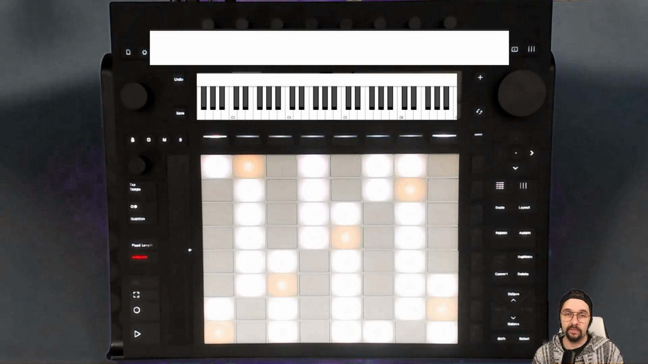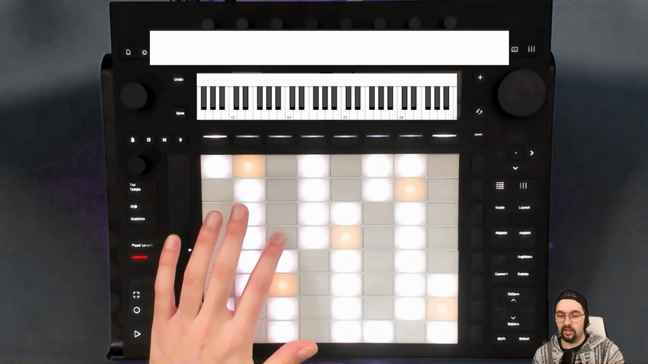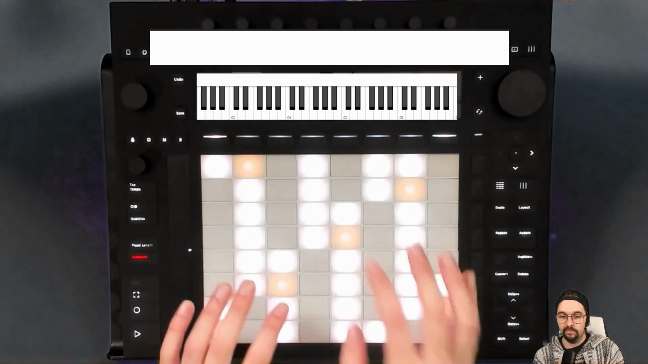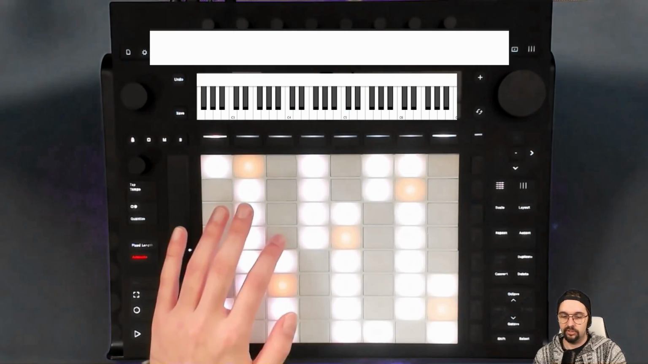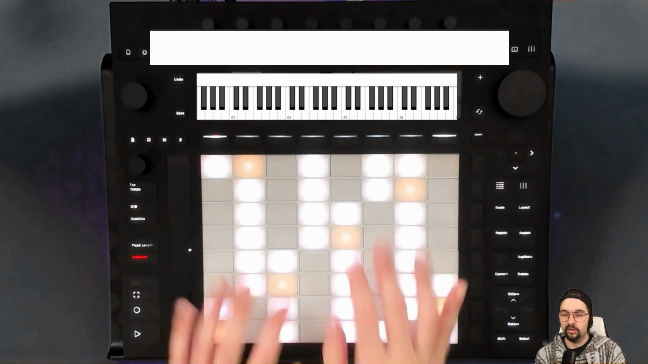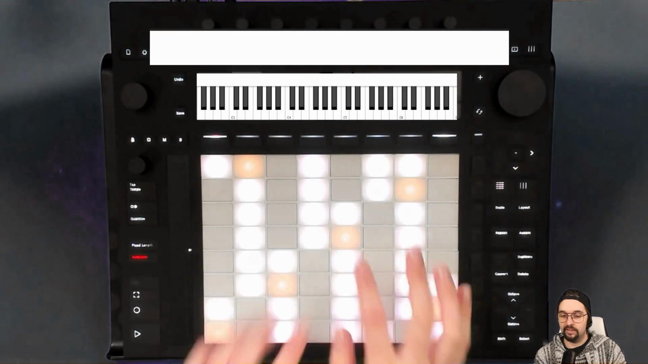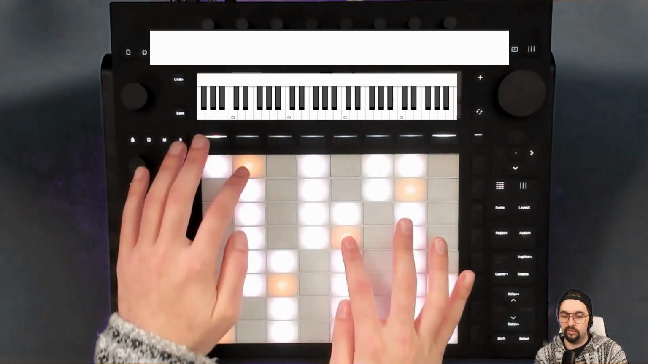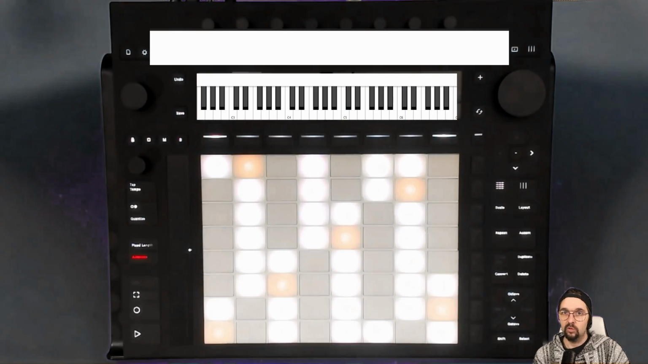So if we remember our formula of 2 pads up and 2 pads to the right, to get an octave, 1, 2, 1, 2, or 3 pads to the left and 3 pads up, 1, 2, 3, 1, 2, 3, to get our octave, we can really get different voicings of a chord.